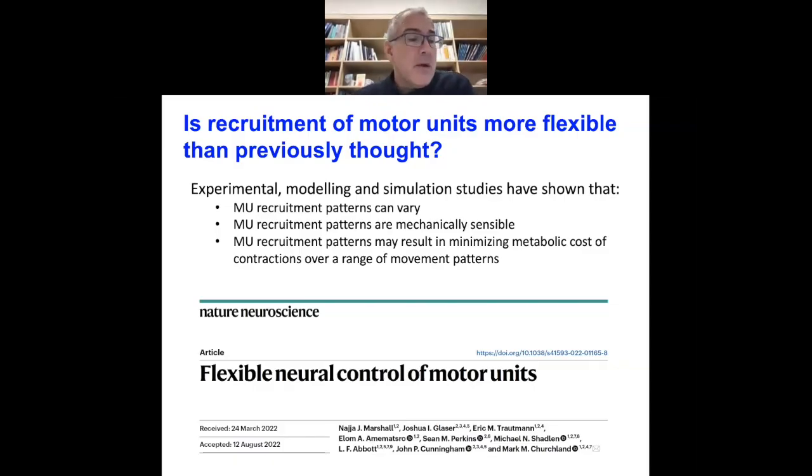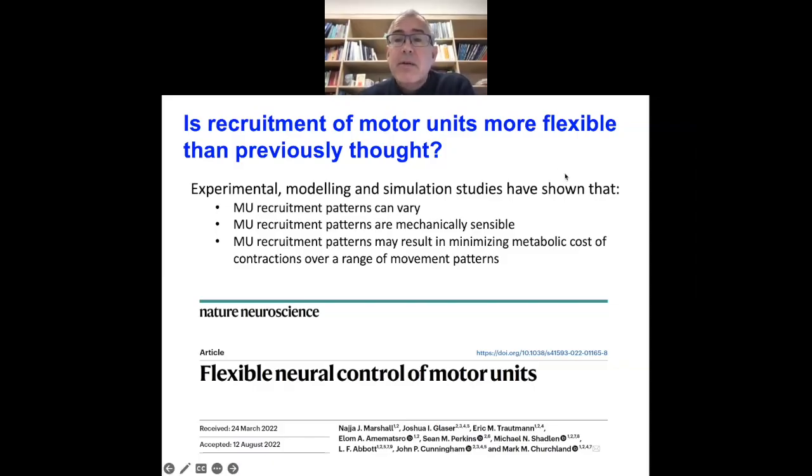And in this study, they also found that patterns of motor unit activity were surprisingly behavior dependent. It wasn't just locked into one orderly recruitment pattern. Now, this study didn't actually look at the mechanics of the contraction, but their results coincide nicely with the results that we're getting from our lab.